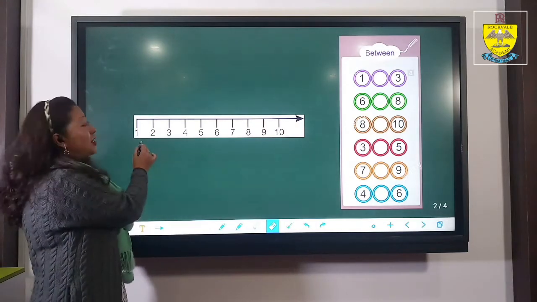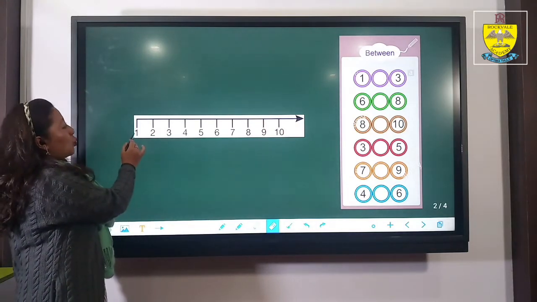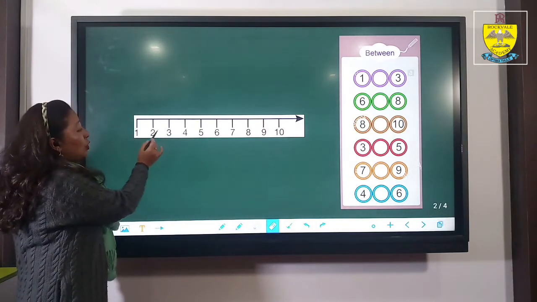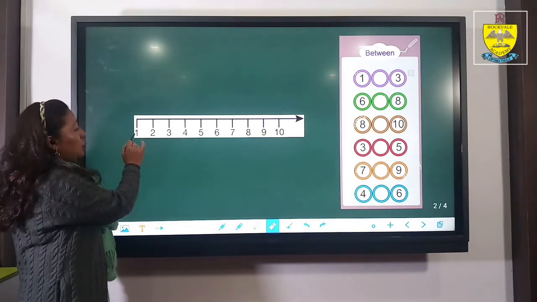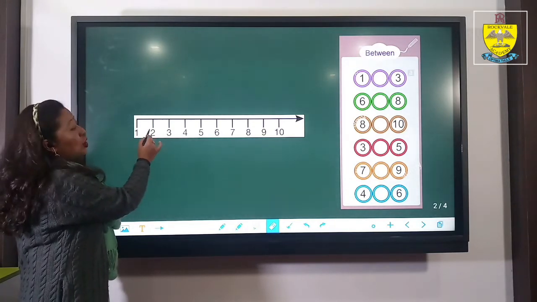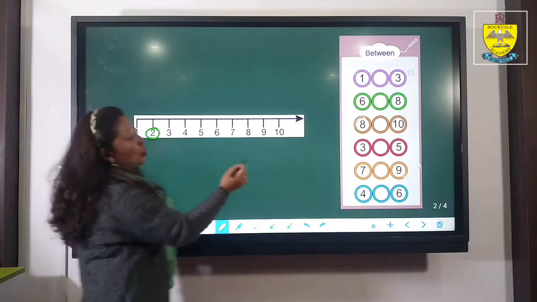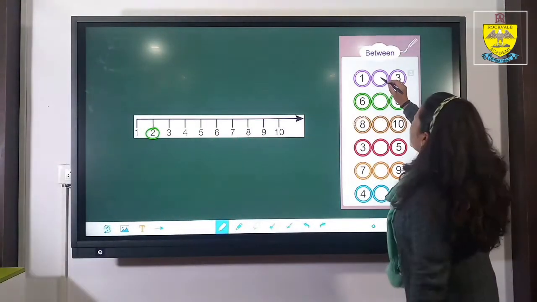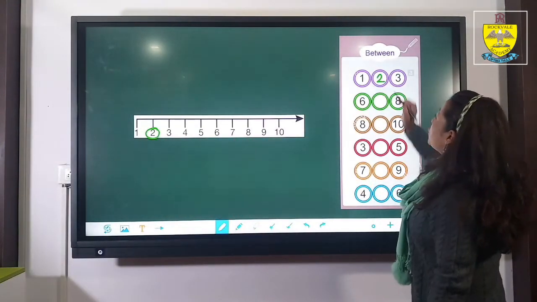We have to look at the number line here. So 1, 2, then 3. So what comes between 1 and 3? It is 2. So your answer here is 2.